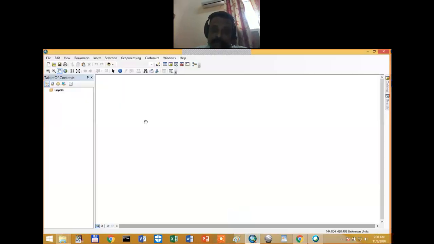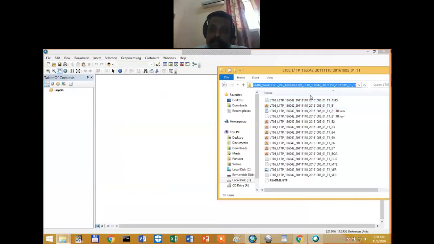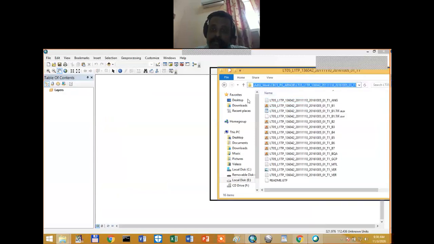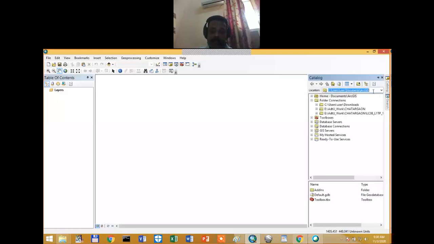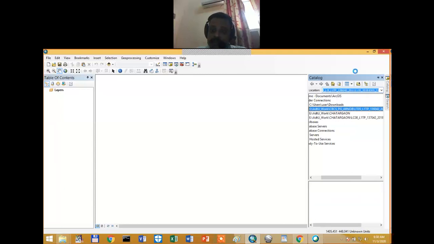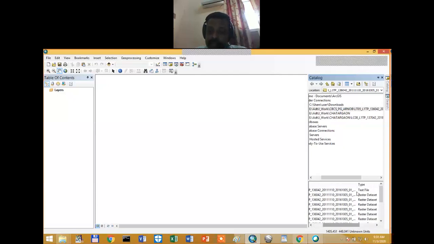So I have opened the software, and then I have some of the images which I have downloaded already and stored in my local drive. First, I will go to load these images in our catalog here, as you can see. For the exercise today, you just pay attention, and then I will explain what kind of index that we are going to use.